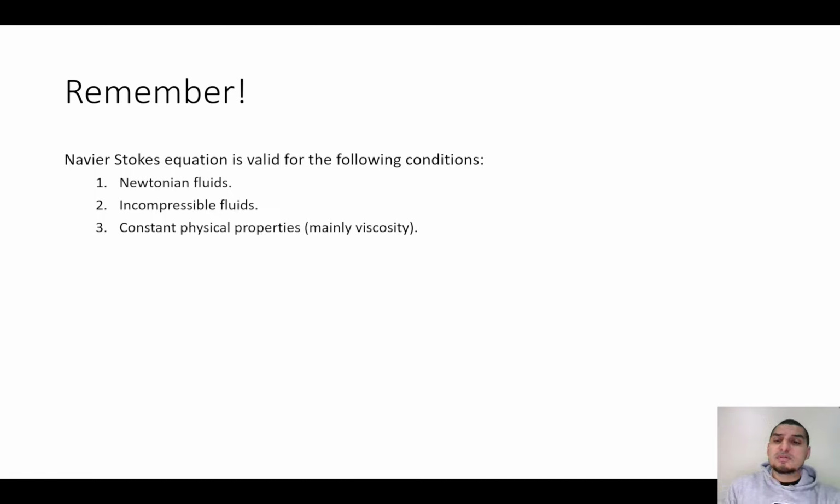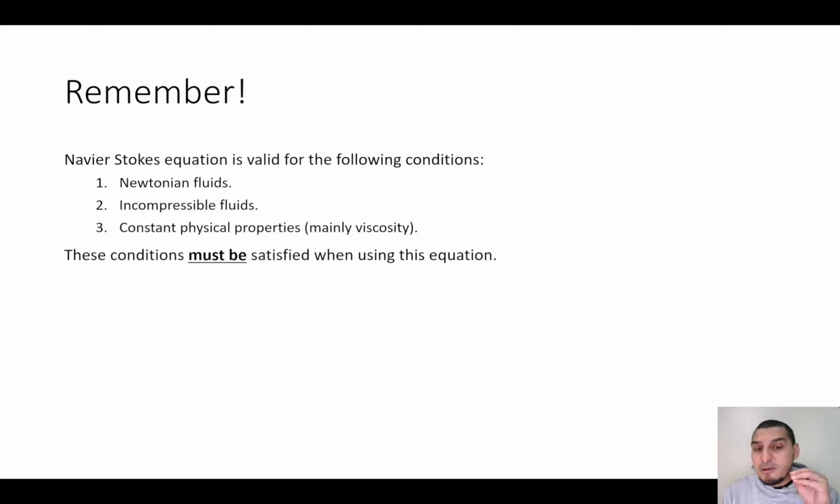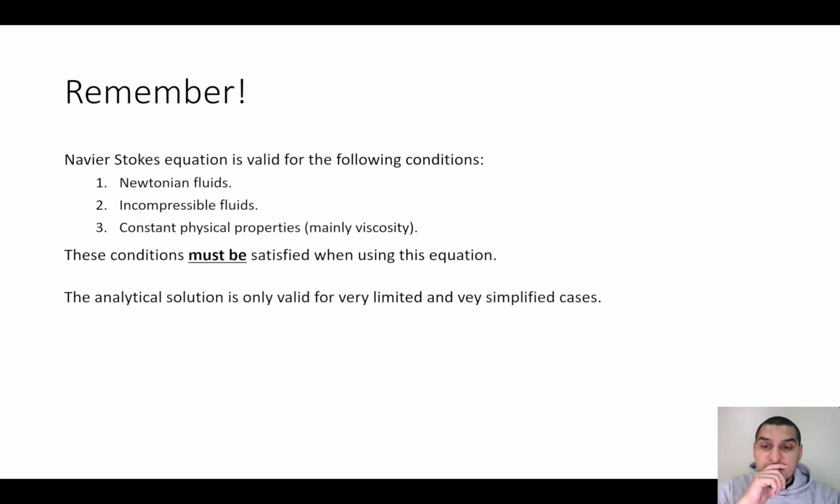So this is something you can have as a built-in assumption in all the problems that we are going to solve, because if these three assumptions are not valid, we cannot use the Navier-Stokes equation. If we are going to use the Navier-Stokes equation, then these conditions must be satisfied. The second is there are some assumptions that, as I told you, we have to deal with very simplified cases so that the problems can be solved. So the analytical solution is valid only for these very limited cases.